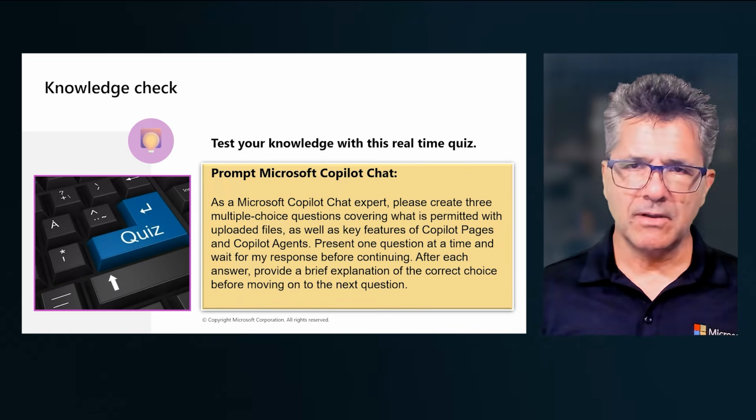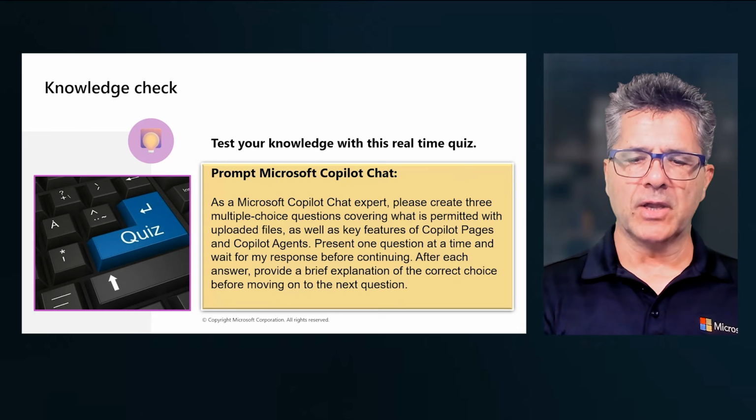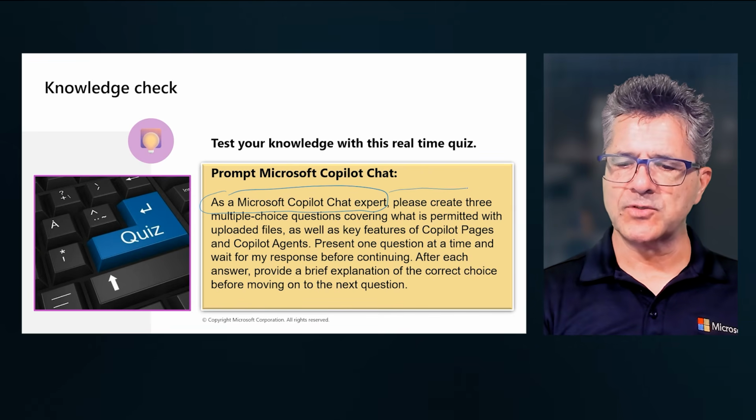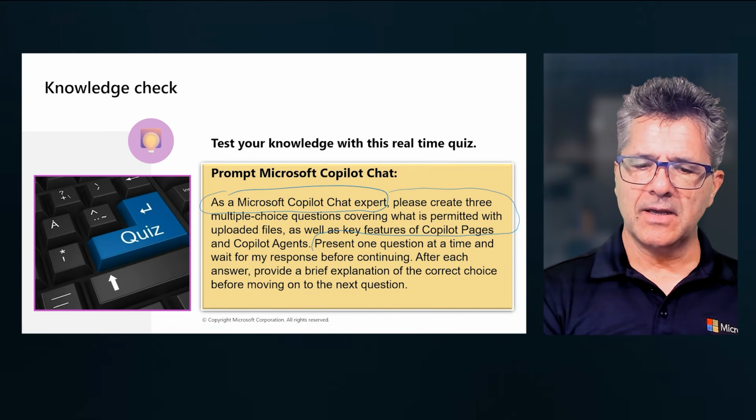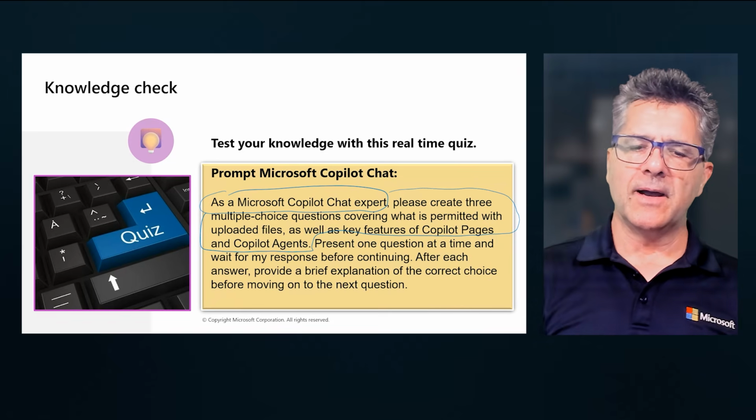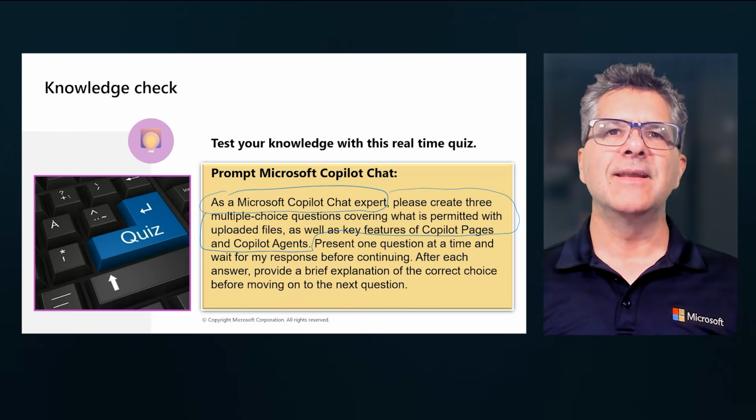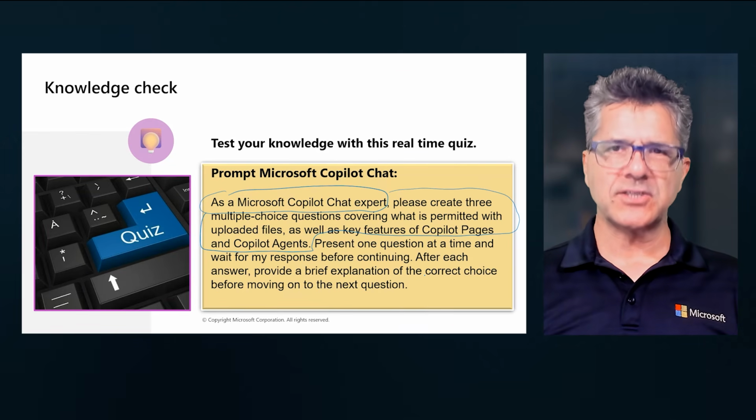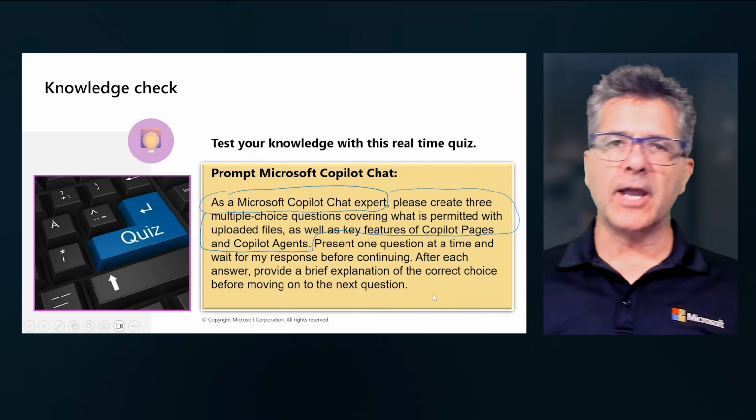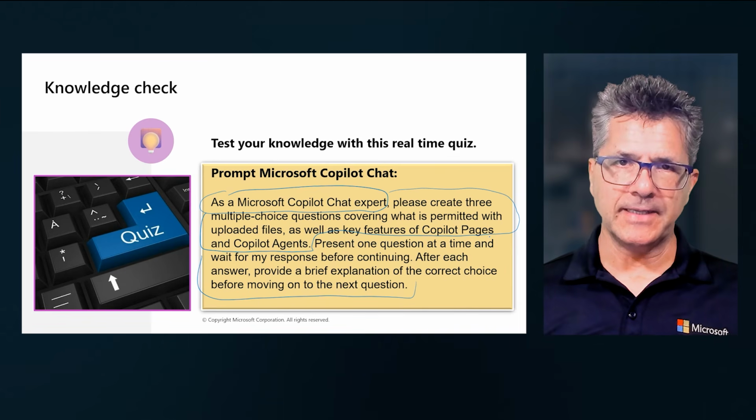To close this module, very much as we did on the previous modules, we do have a prompt as well. Again, we are going to set the stage by asking Copilot to be a Copilot Chat expert, create those multiple choice questions about enhancing the multi-choice questions and the configuration of our files, uploaded files, and also working with Copilot pages and the agents. And ask us one question at a time, wait for our response, and then provide a clear explanation. And again, I encourage you to try these prompts and customize them to fit your need.